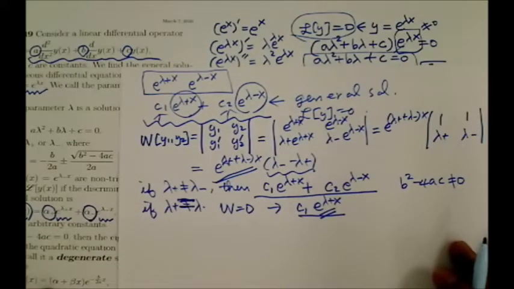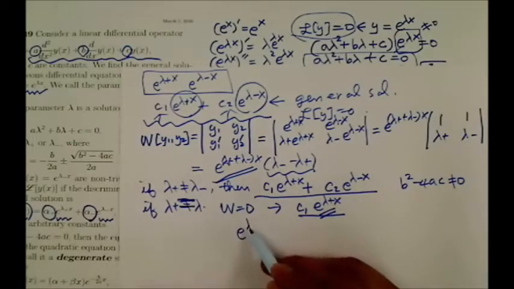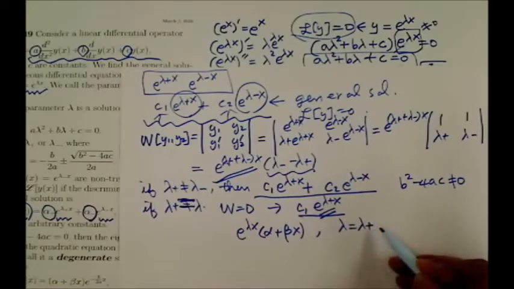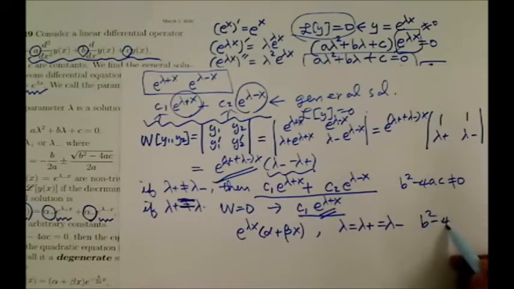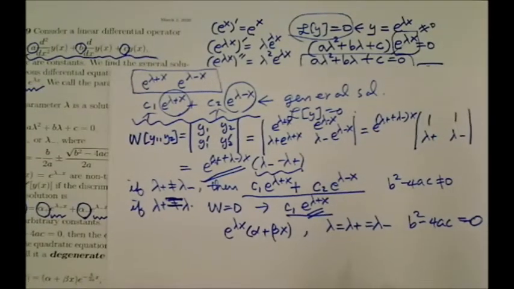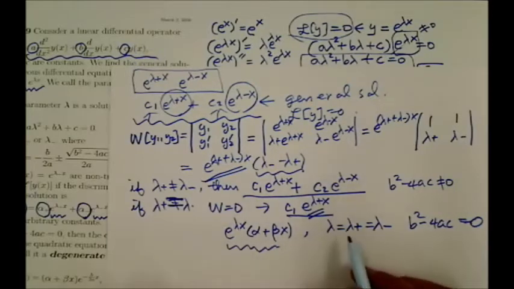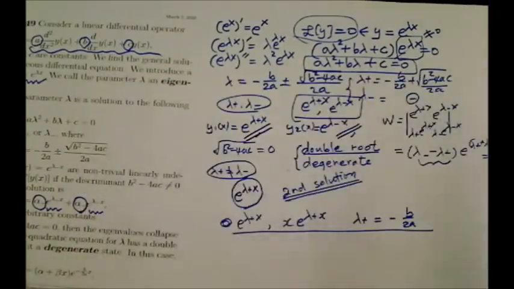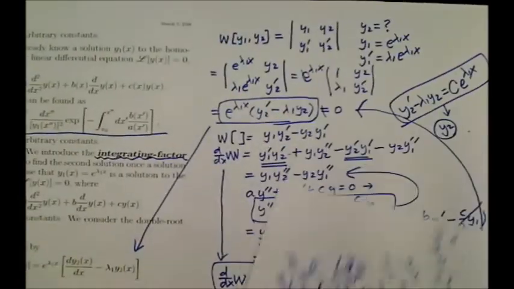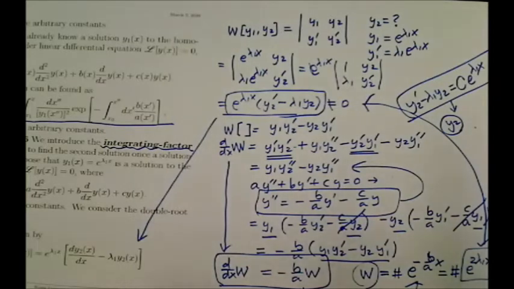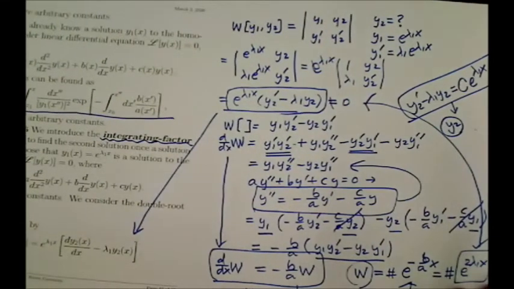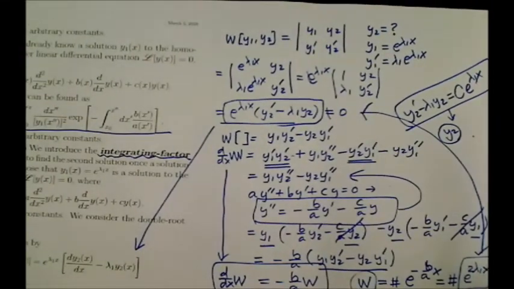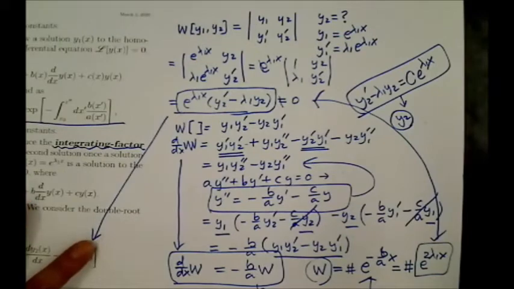First, I write the answer. The answer is e to the lambda x times alpha plus beta x. Here, lambda equals lambda plus and lambda minus, because b squared minus 4ac equals 0. Let's see why this works. Let us make use of the previous equation.